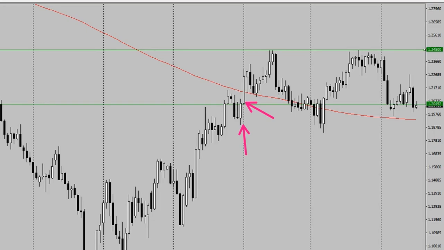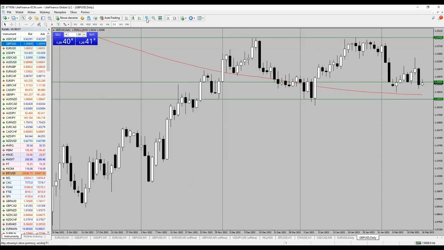Then the bottom of this rising candle, and again here, as you can see, we might have developments related to the possible swing low. There you go. So another line.